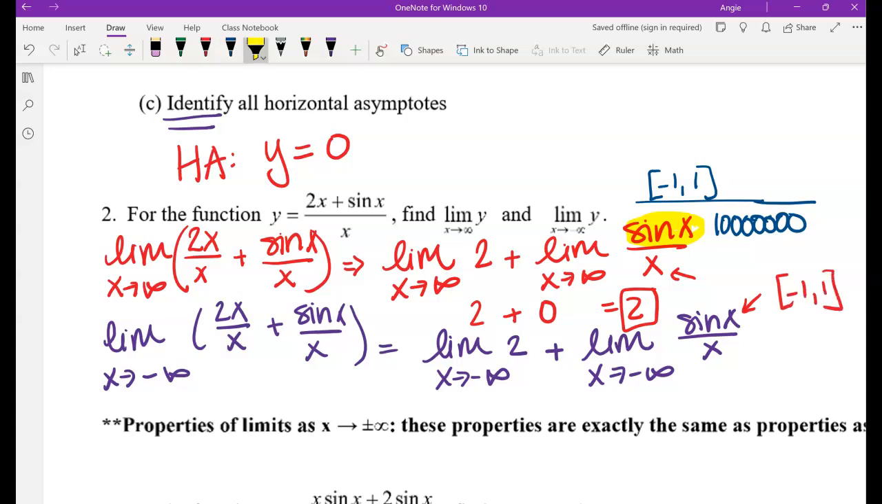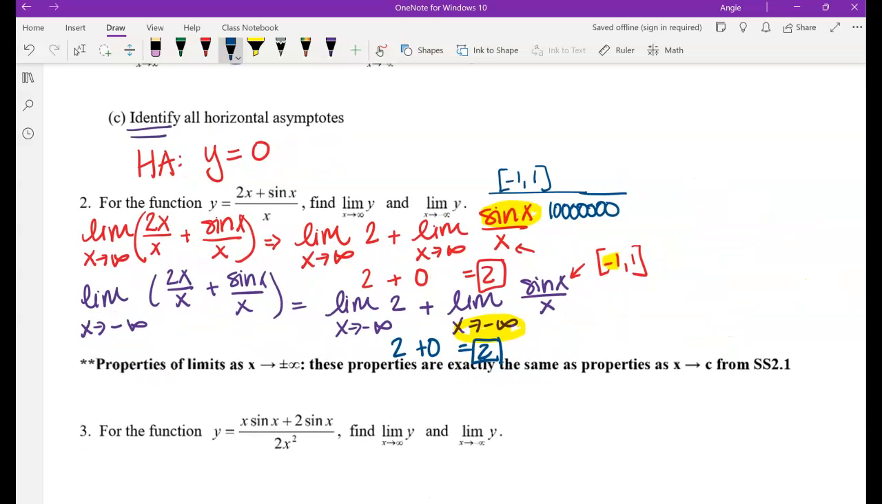So if you pick -1 divided by something negative large, like -1,000,000, you're still going to get closer and closer to 0. Remember, it's a positive, negative, tiny, tiny number, but 0 doesn't have a positive, negative. So we are going to say this is also 0. So this is going to say 2 plus 0 equals 2. So they're both equaling out to 2.